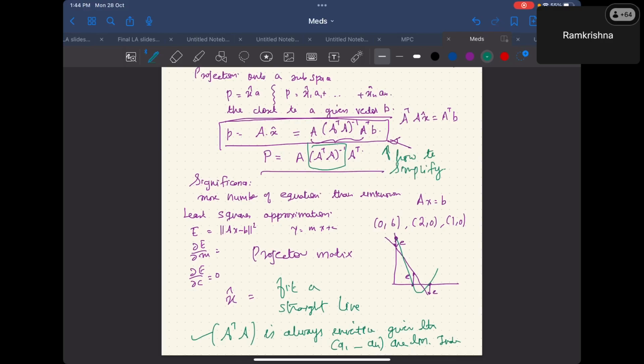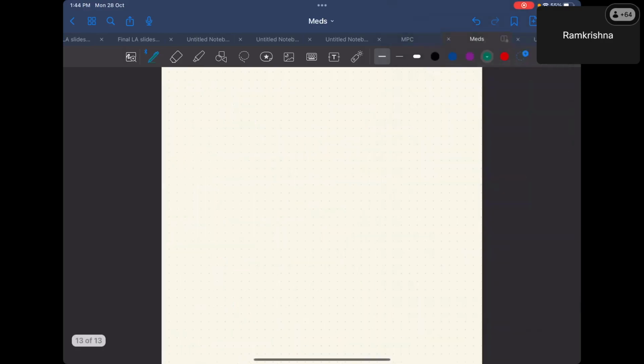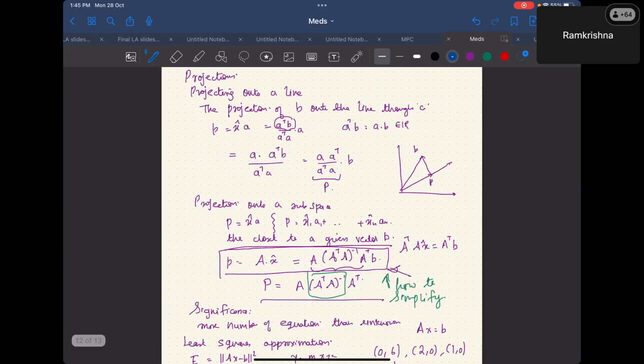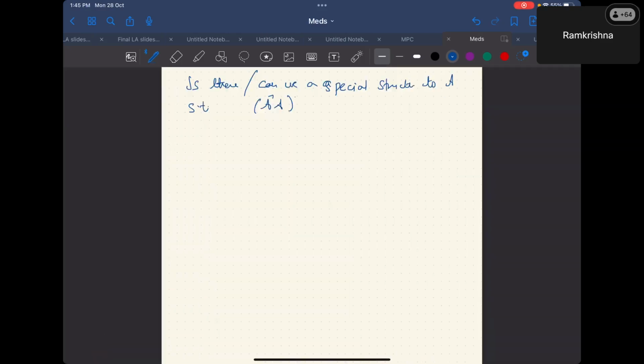Okay, so with this in mind, we ask ourselves a question, right? Is there a special structure, or can we assign a special structure to A such that the computing of A transpose A inverse, here I had A, and then I had A transpose B, becomes simple? How to simplify this?